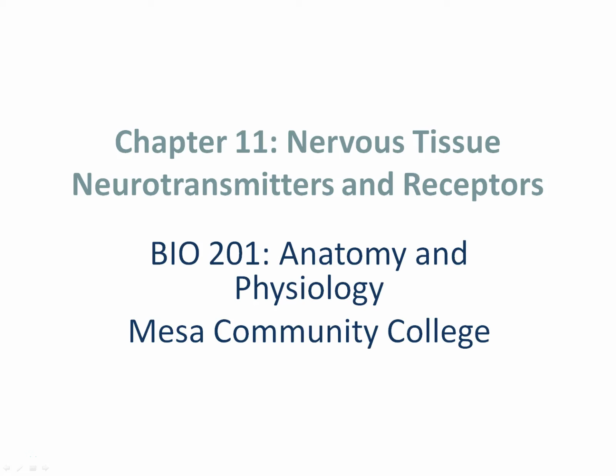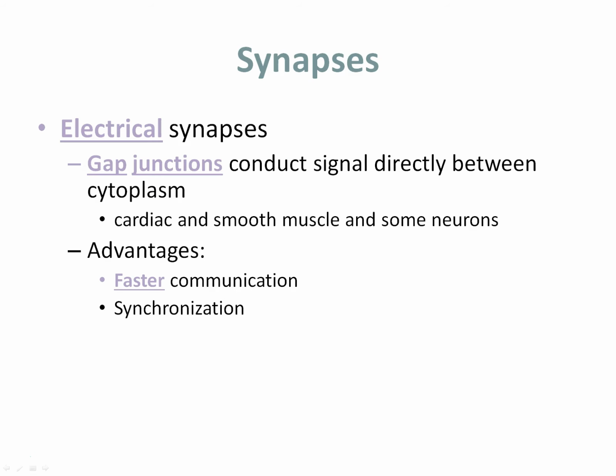The function of a synapse depends on neurotransmitters and receptors. Synapses come in two types. One is an electrical synapse. In an electrical synapse, gap junctions conduct a signal directly between the cytoplasm of two cells. We find electrical synapses in cardiac muscle, smooth muscle, and some neurons. The advantages of an electrical synapse are faster communication and synchronization.